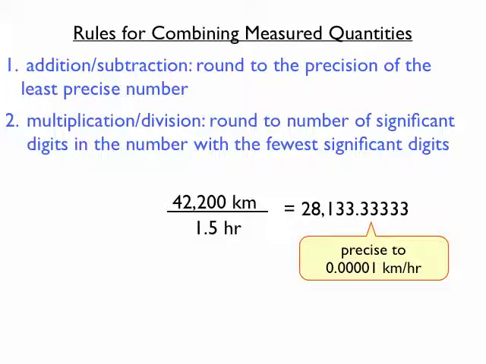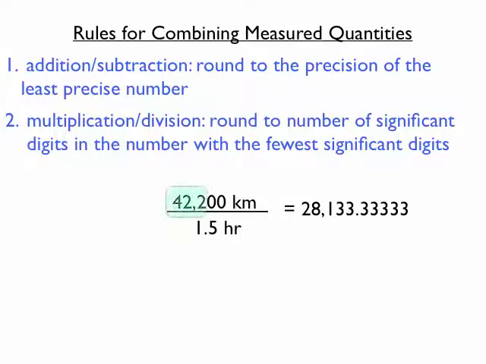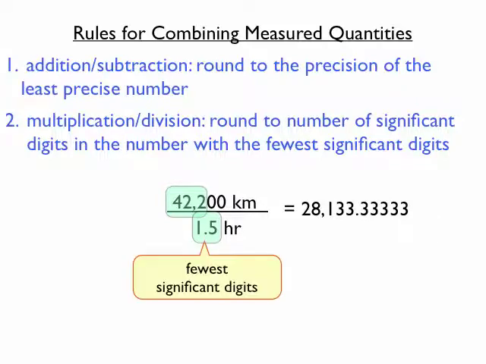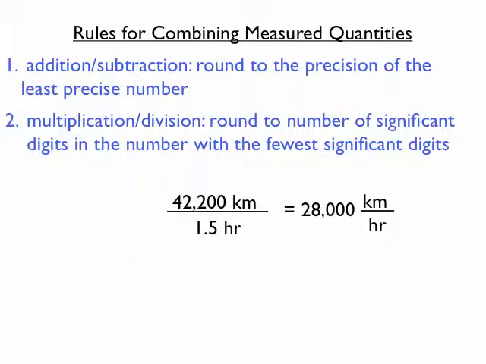Note that the distance of 42,200 kilometers has 3 significant digits, while the time of 1.5 hours has 2 significant digits. The fewest number of significant digits is 2, so the rule tells us to round the answer to 2 significant digits. Therefore, the correct answer is 28,000 kilometers per hour. There are 2 important caveats to keep in mind.